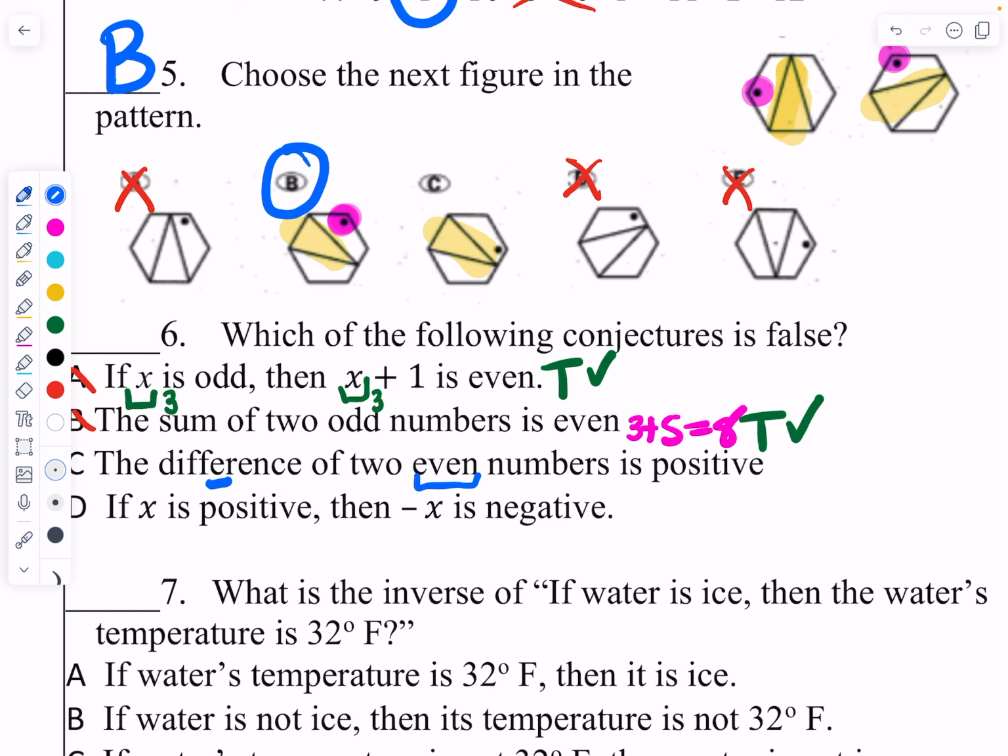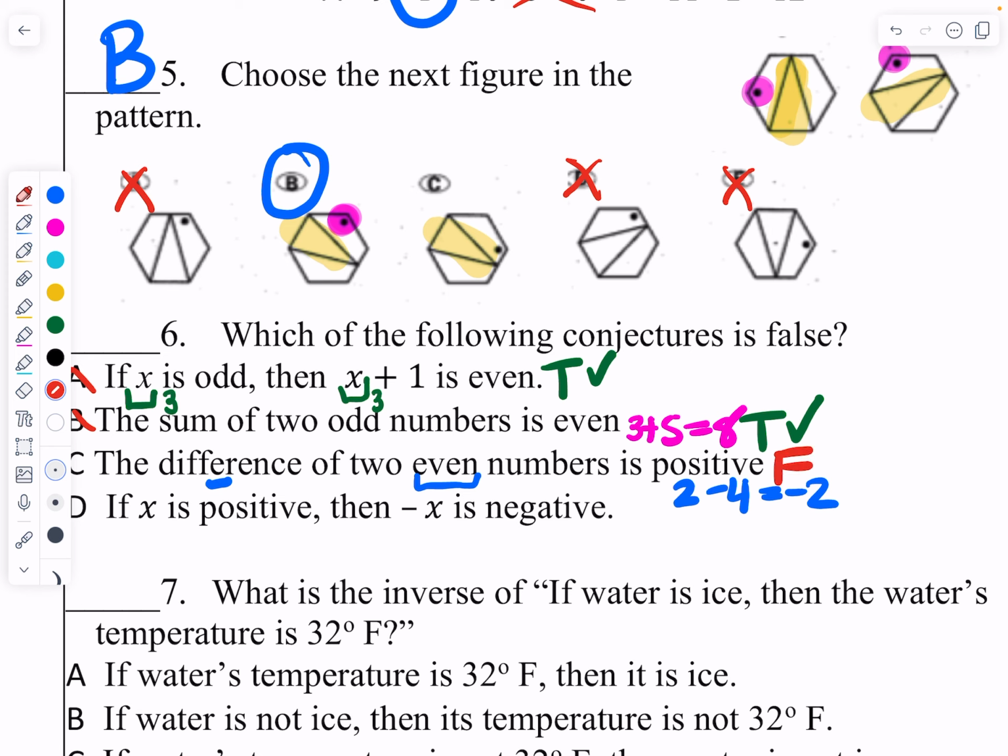So like let's just say I did 4 minus 2. Well, 4 minus 2 is 2, which is positive. But what if I flipped that around, y'all? What if instead of doing 4 minus 2, we have to test this conjecture? What is 2 minus 4? 2 minus 4 gives me negative 2. So if you take the smaller number and subtract the bigger number, it is going to give you a negative. So this is going to be a false statement.